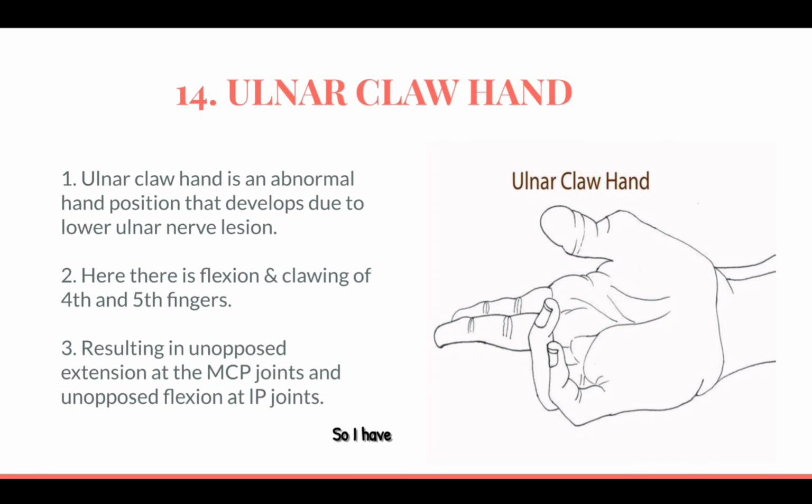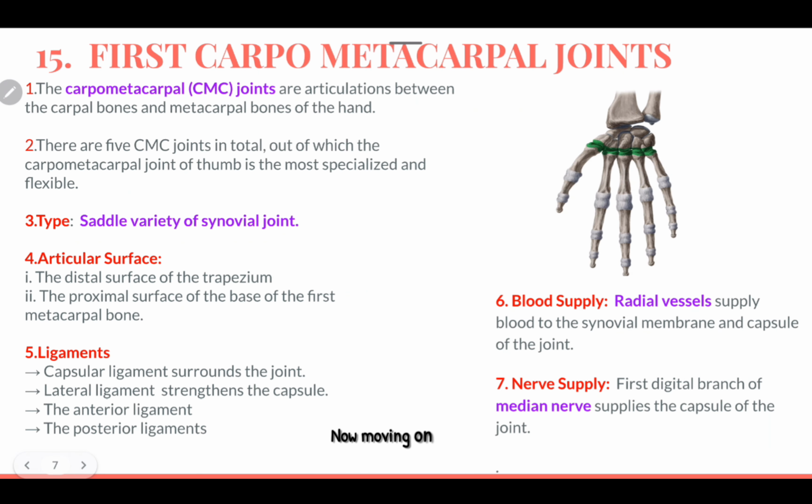Ulnar claw hand. So I have just given this diagram for your better understanding. So the first point is that ulnar claw hand is an abnormal hand position that develops due to lower ulnar nerve lesion. So the lower ulnar nerve lesion or injury can give rise to the ulnar claw hand. Okay. Now what happens here is there is flexion and clawing of fourth and fifth fingers. So the flexion and clawing of fourth and fifth fingers, when you look at it, appears to be like a claw hand. Okay. The third point is that this results in unopposed extension at MCP joints and unopposed flexion at IP joints. Now moving on to the next question.